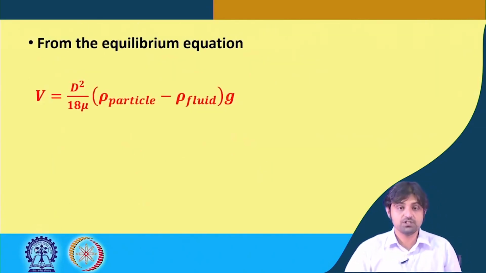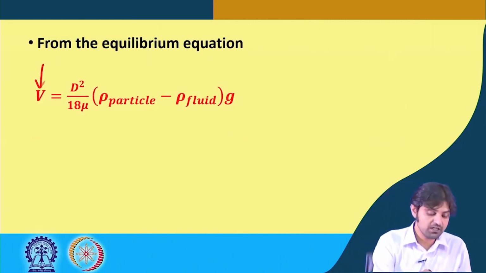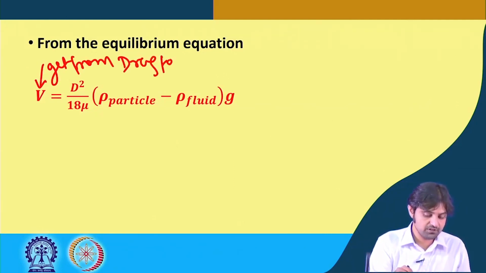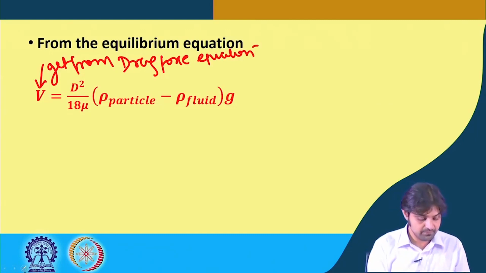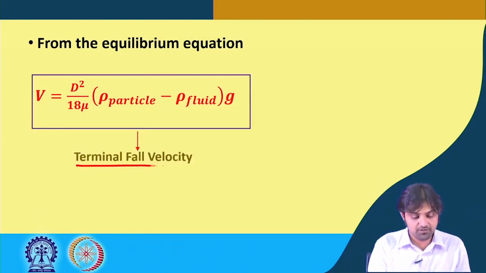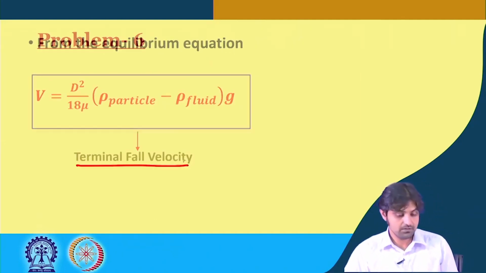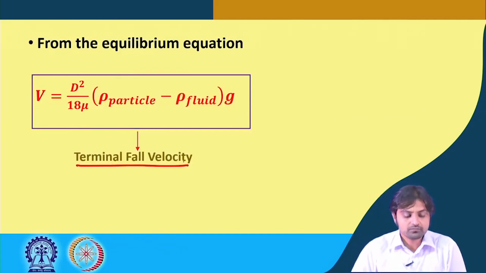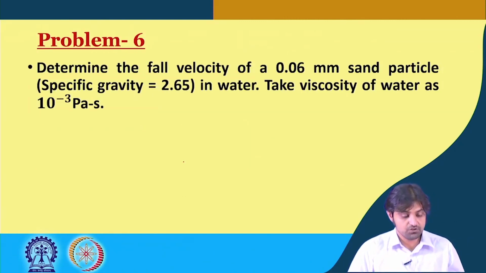So, from the equilibrium equation we can simply rearrange these, because V is the term that we get from the drag force equation. And this is the terminal fall velocity. So, this is an important equation, d square by 18 mu into rho particle minus rho fluid multiplied by the acceleration due to gravity g. Now, we will solve a problem.